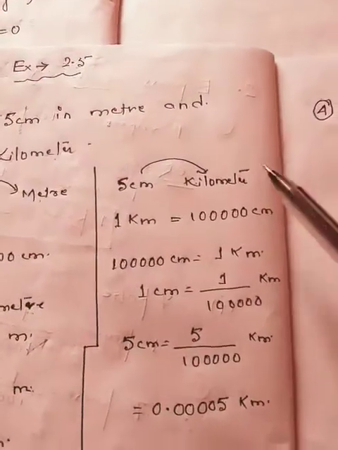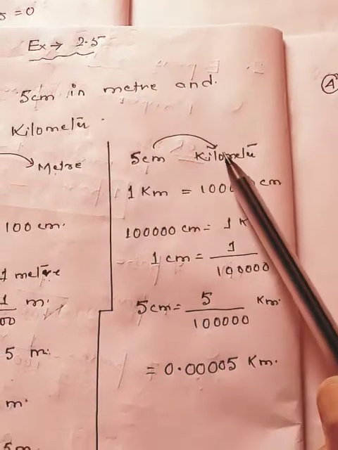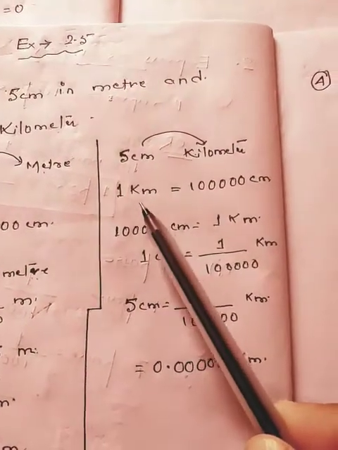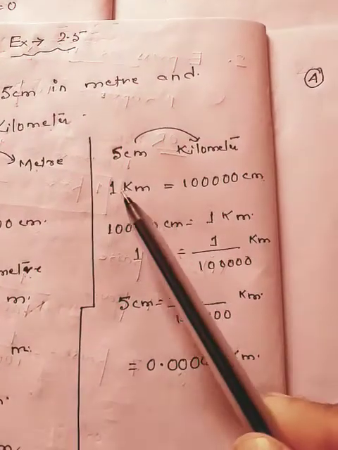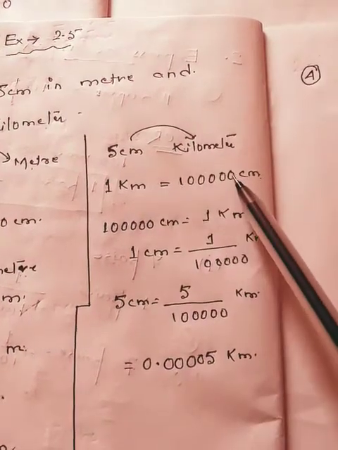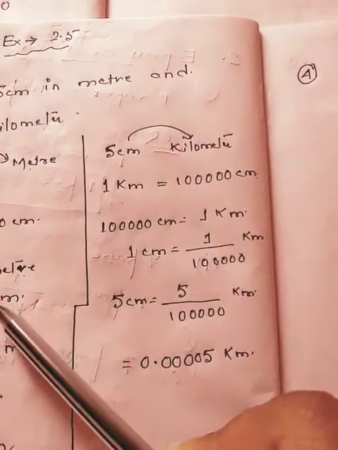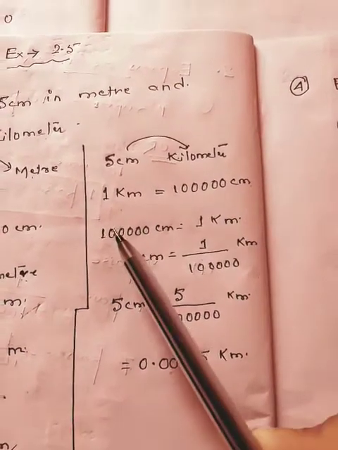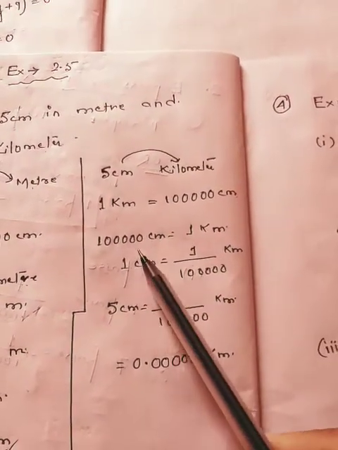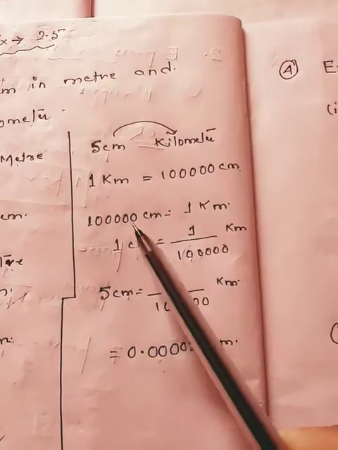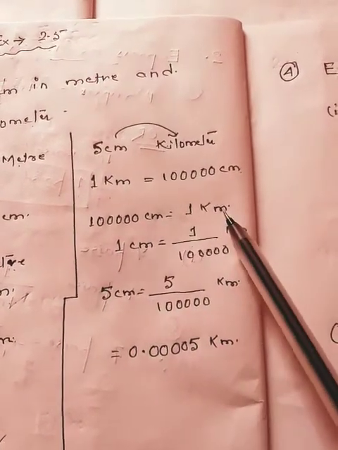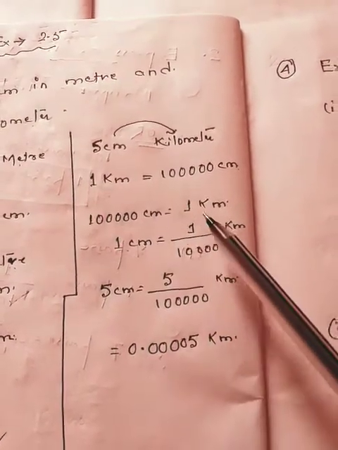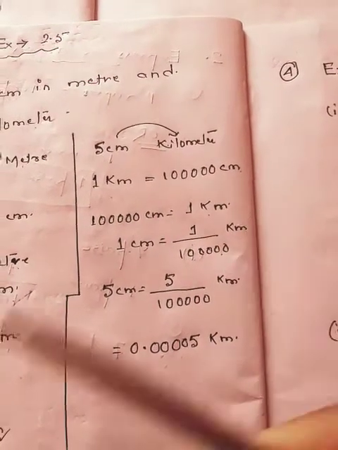Now let's move on to this one, 5 centimeter to kilometer form. The first thing that you have to know is the relation between kilometer and centimeter. So 1 kilometer equals 1 lakh centimeter: 1, 2, 3, 4, 5. Okay, 1 kilometer equals 1 lakh centimeter. So we can write 1 lakh centimeter equals 1 kilometer also. So if 1 lakh centimeter equals 1 kilometer, then 1 centimeter would be what? Less, that is 1 by lakh kilometer.